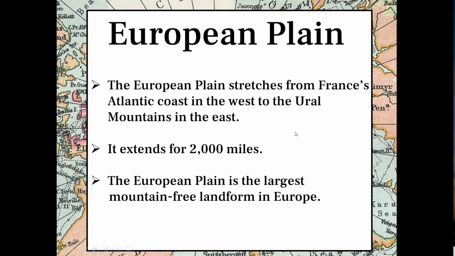Now the European plain, it is an enormous landform. It stretches from France's Atlantic coast, so where France touches the Atlantic Ocean, in the west, all the way to the Ural Mountains in the east. It is 2,000 miles long or wide. It is the largest mountain-free landform in Europe.